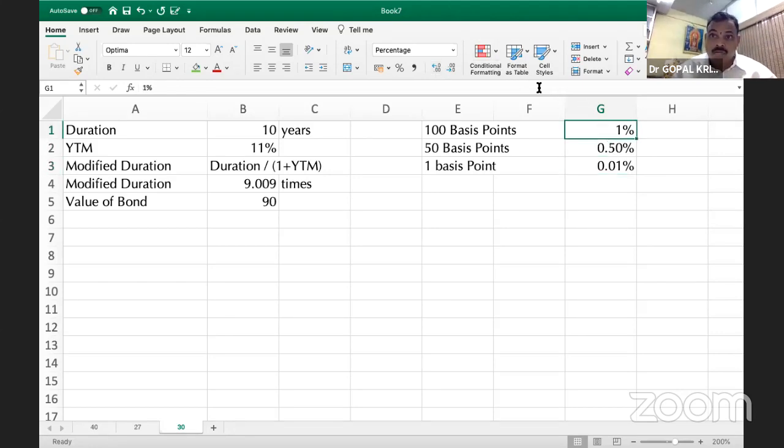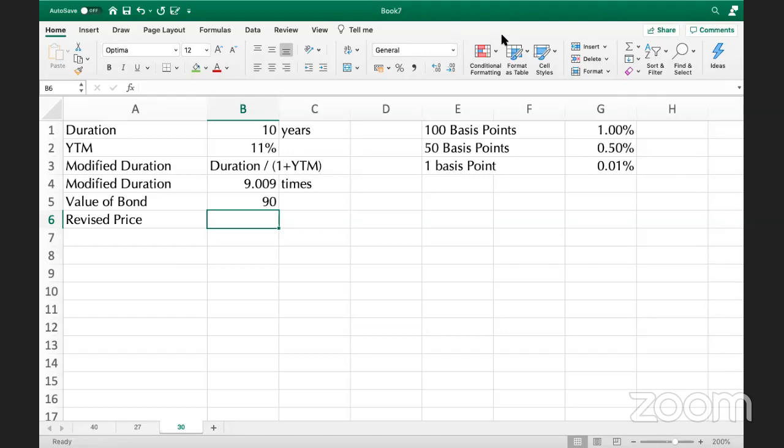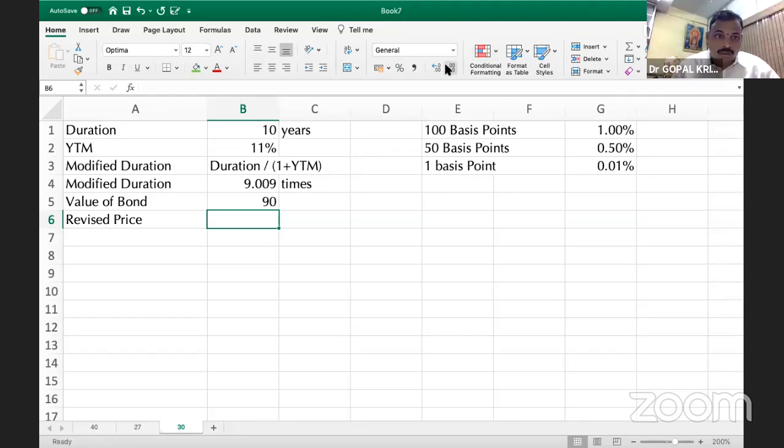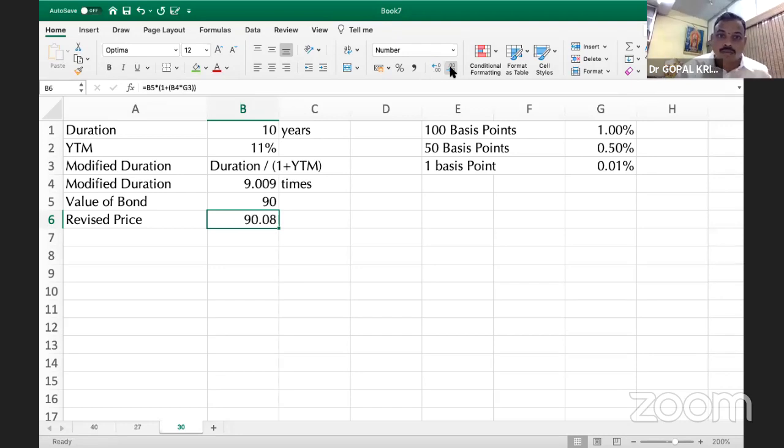Okay. So now, how do we do this? What is your revised price? The question is a 1 basis point decrease in yield. So if the yield decreases, price will go up. So your existing price into 1 plus, this is your modified duration for every 1%. Now here, how many percent does it change? 0.01. So into 0.01, I'll put this in bracket. So this is your price. So 90.08 is your answer.